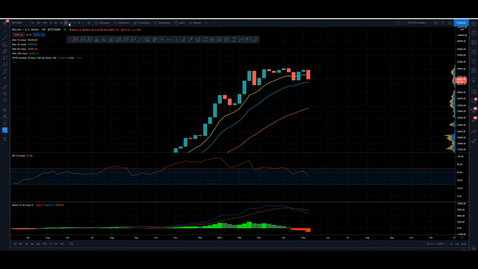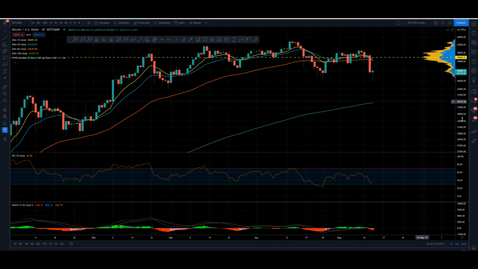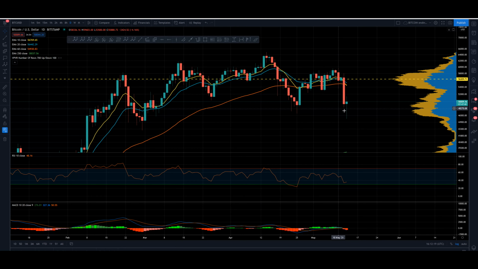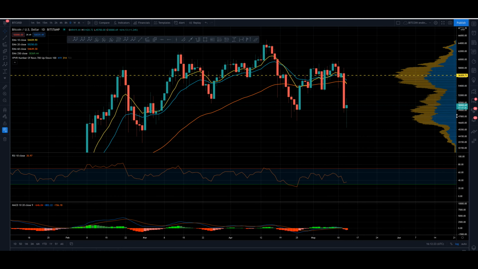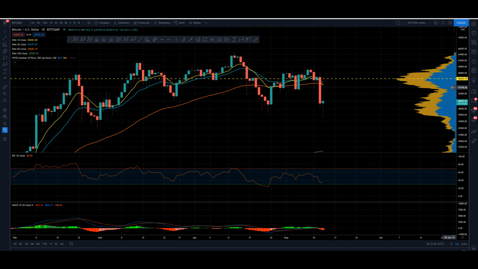Let's come down to the daily time frame. Okay, so on the daily time frame, we have had a move down to below the 10, the 20 and the 60 exponential moving average. We have the 10 crossing through the 60 with the 20 not far behind, with the price still below it.